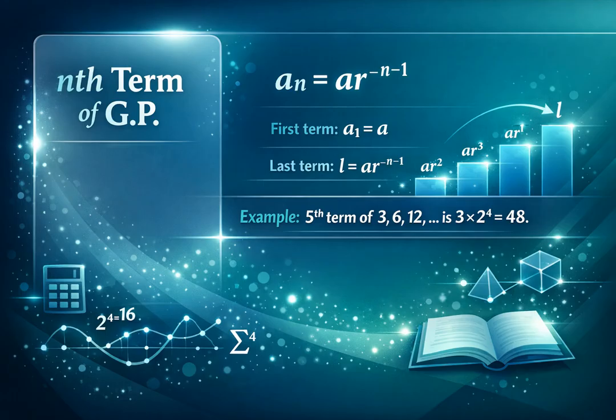The nth term of a GP is an equals a times r to the power n minus 1. The first term is a1 equals a. The last term, L equals a times r to the power n minus 1. For example, the fifth term of 3, 6, 12, 24 is 3 times 2 to the fourth power equals 48.